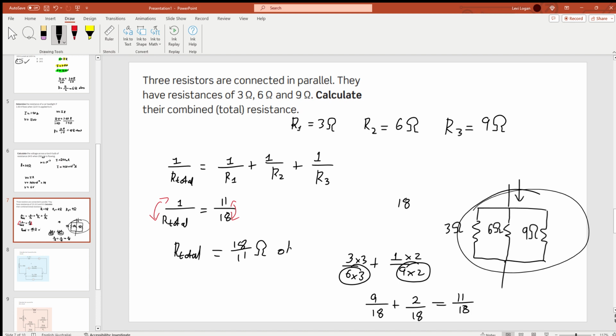If you wanted to work out the actual number, plug it into your calculator: 18 divided by 11 should give you about 1.63 ohms. That's the total resistance over this circuit if they're connected in parallel. If it was in series, you would just add them together, but they've said parallel, so this is the correct working.